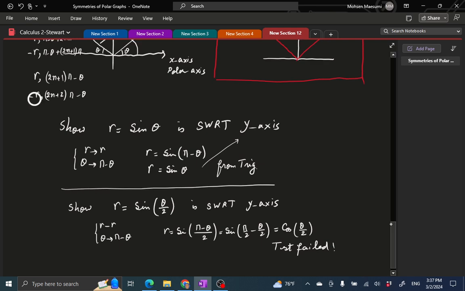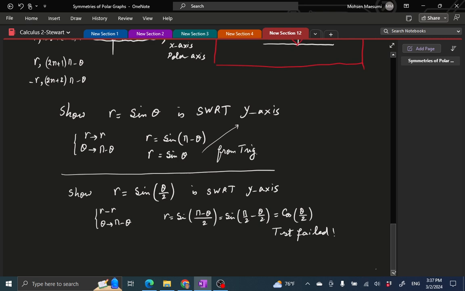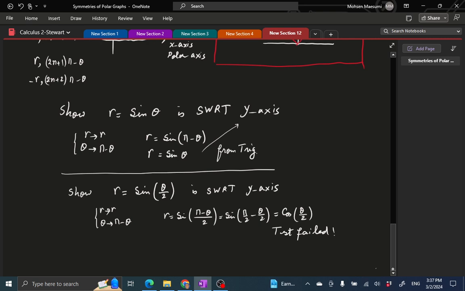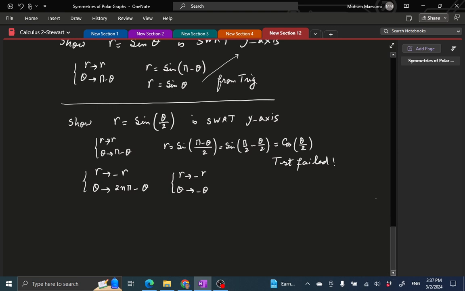So we go to the second batch of these addresses. Second batch says instead of r going to r, r goes to minus r, and theta goes to an even multiple of pi minus theta. The simplest of these would be r goes to minus r and theta also goes to minus theta. Let's convince ourselves that this is in fact a correct check before we actually do check it.